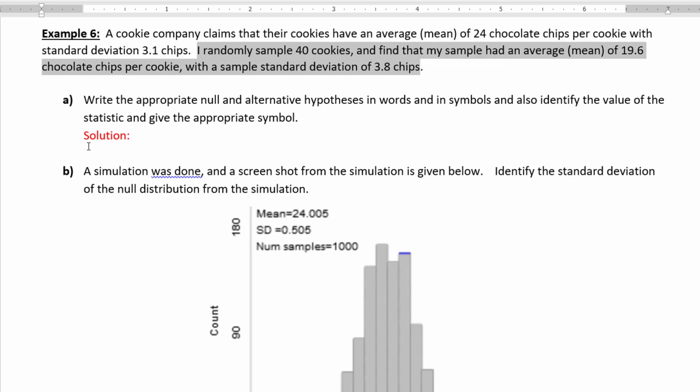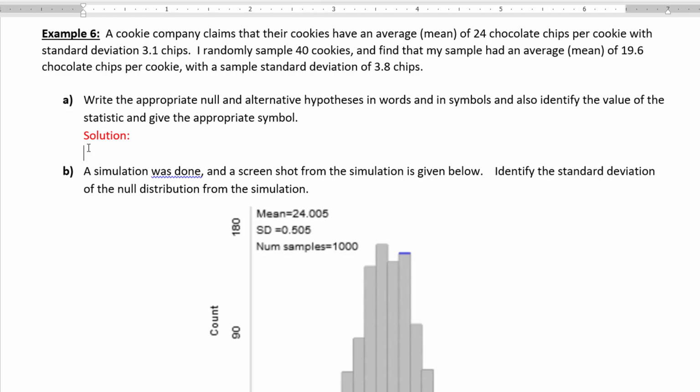So I want to know, does it seem like the claim that the company is making seems true about all their cookies? So this, I haven't really said that, do I think it's smaller? Do I think it's bigger? I'm just wondering, does it seem accurate to say that the population mean is 24?